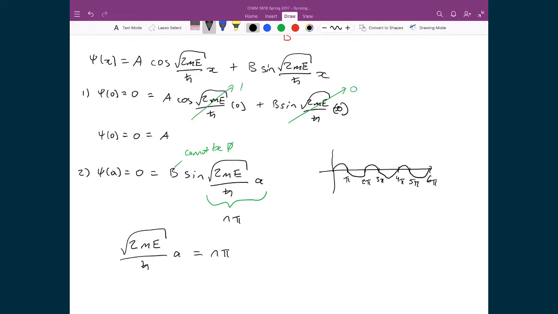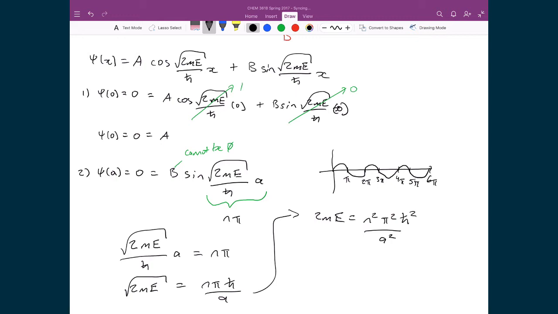Now remember, again, what we were trying to solve for here was to show that the energy of the particle is discrete and not continuous. So now let's solve for the energy of the particle. I'm going to multiply both sides by h bar and divide both sides by a. So I get square root of 2mE is equal to n pi h bar over a. I'm going to square both sides: 2mE is equal to n squared pi squared h bar squared over a squared.